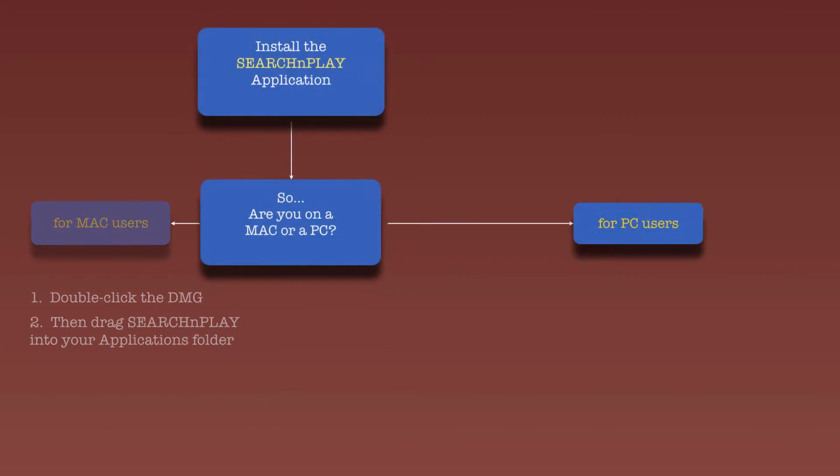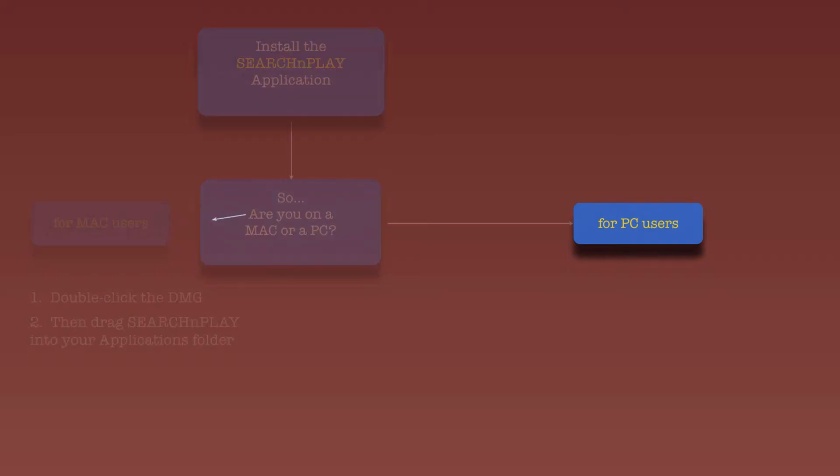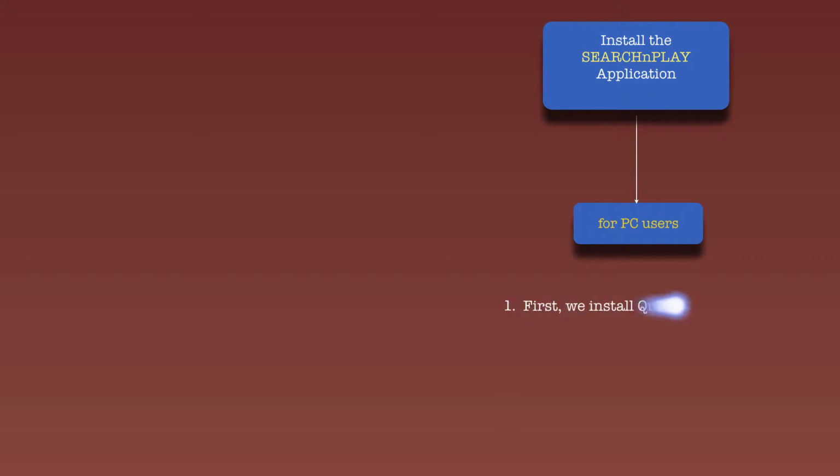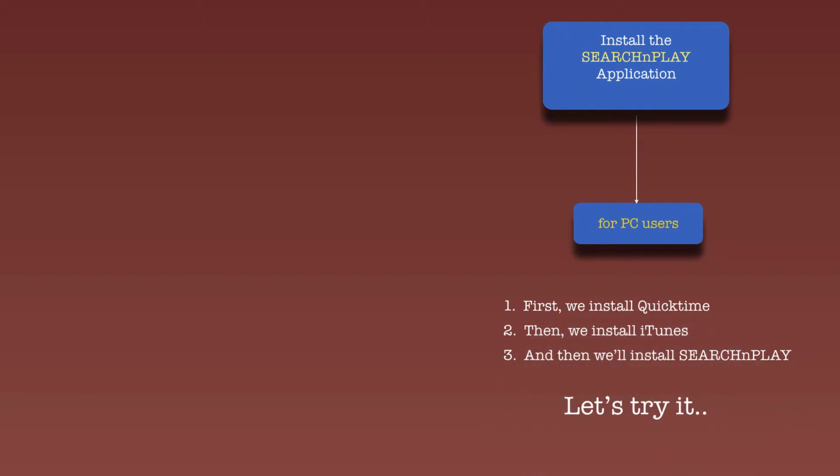Now we're going to look at the installation for Search and Play for PC users. First thing you're going to want to do is use the link I provided for the QuickTime installer, and go ahead and double click that and then download and install QuickTime. Do the same thing with iTunes. Again, I provided a link in the distribution. And then once that is done, then we'll go ahead and install Search and Play. So let's see how it's done.